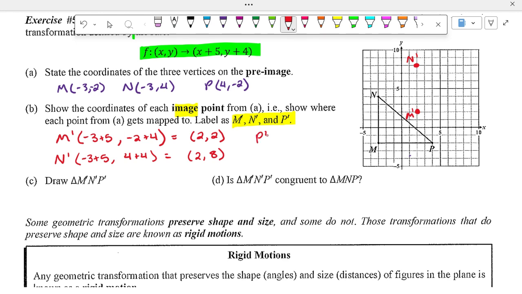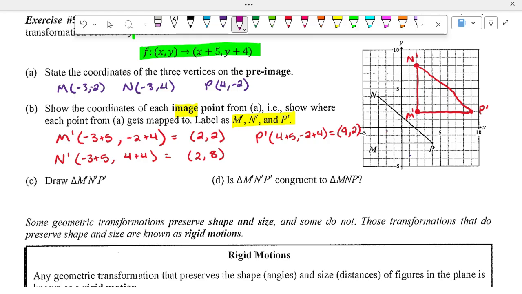And then finally, P prime. So that's 4 plus 5, -2 plus 4. So what's my new point? Someone different. So it's 9, 2. Good. So I'm going to go all the way over to 9, up 2. It's P prime. So that's our new figure.